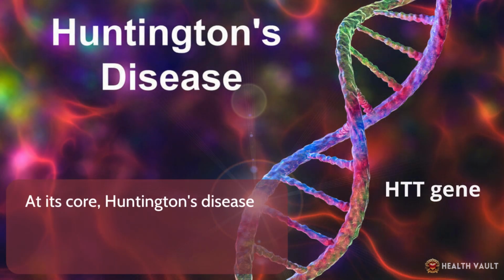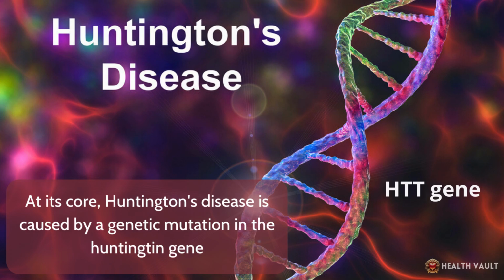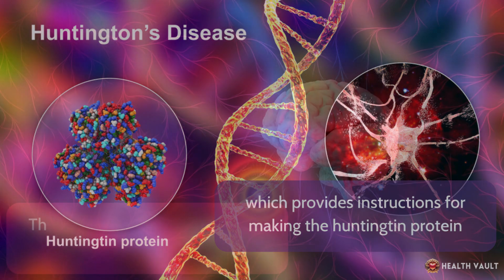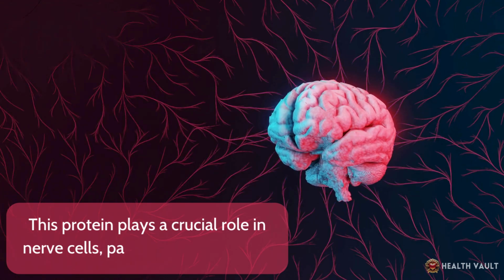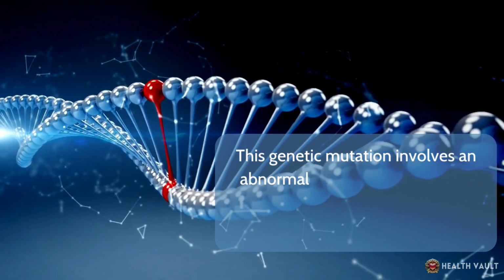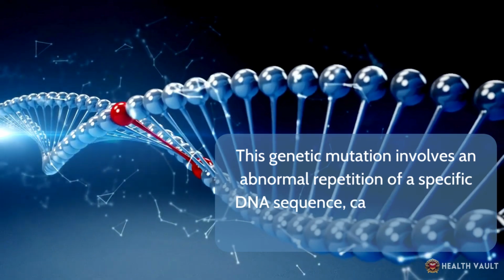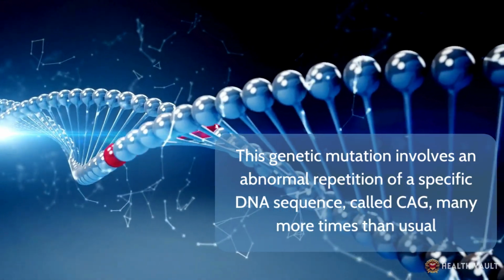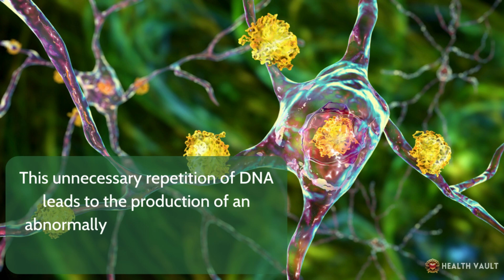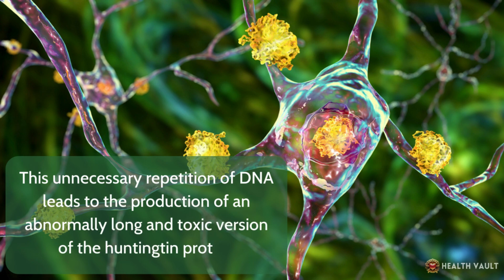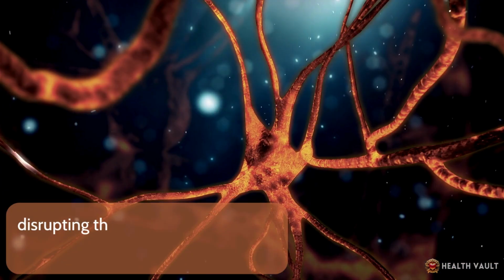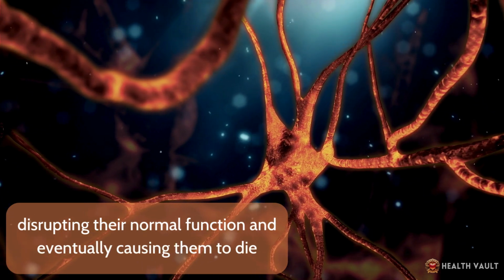At its core, Huntington's disease is caused by a genetic mutation in the huntingtin gene, which provides instructions for making the huntingtin protein. This protein plays a crucial role in nerve cells, particularly in the brain. This genetic mutation involves an abnormal repetition of a specific DNA sequence, called CAG, many more times than usual. This unnecessary repetition of DNA leads to the production of an abnormally long and toxic version of the huntingtin protein. This toxic protein then accumulates in brain cells, disrupting their normal function and eventually causing them to die.